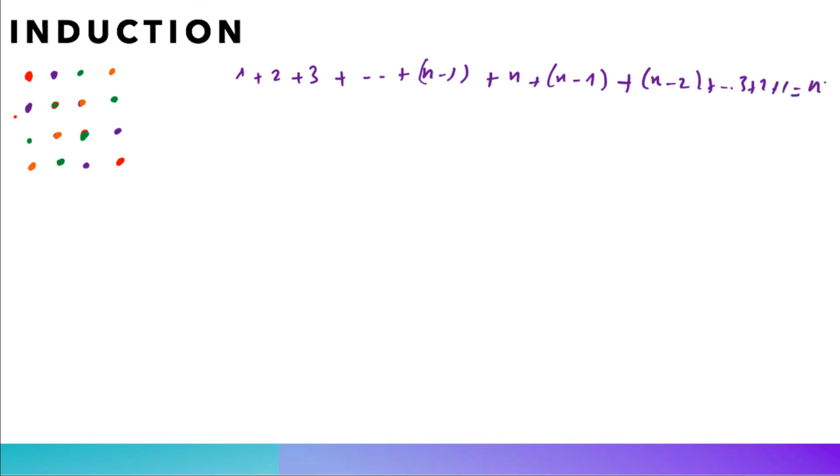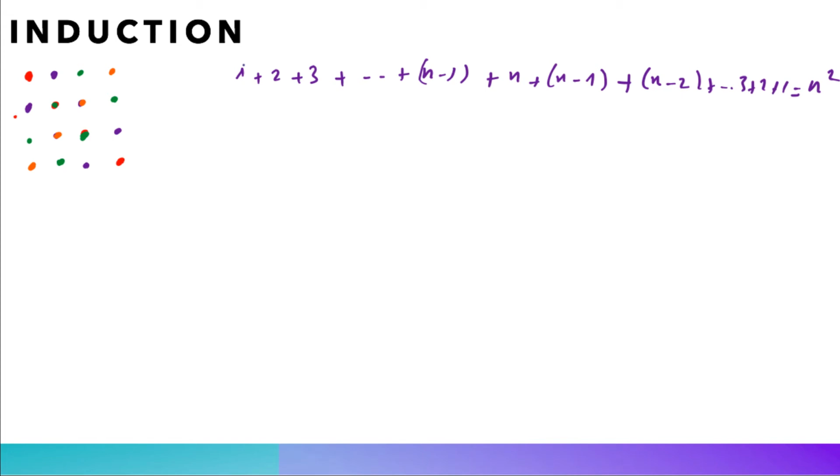Now we move on to prove this with induction, and suppose for a certain integer n that we have 1 plus 2 plus 3 plus ... plus n minus 1 plus n plus n minus 1 again, and going backward, plus n minus 2 plus ... plus 3 plus 2 plus 1 is actually equal to n squared.